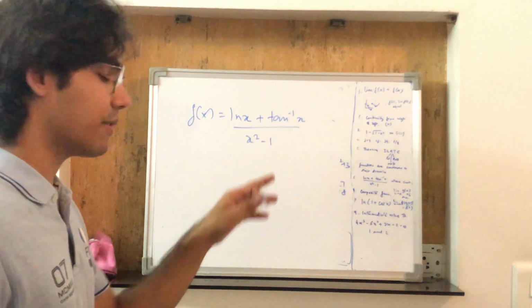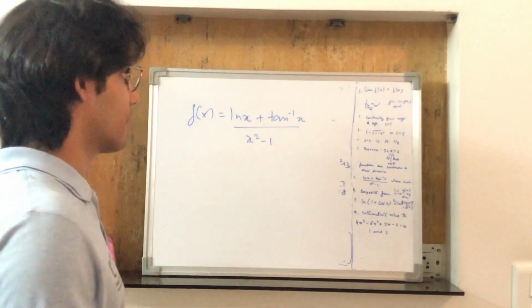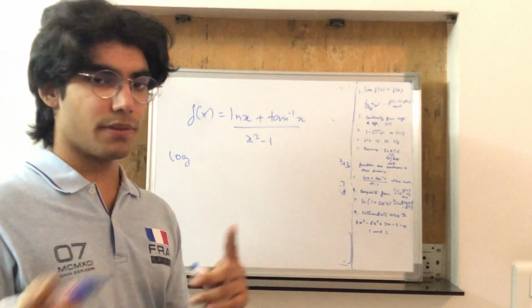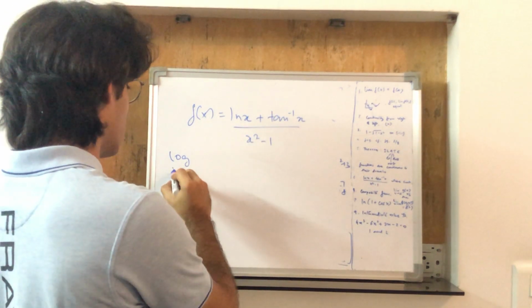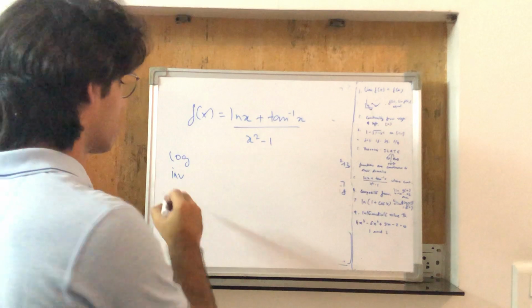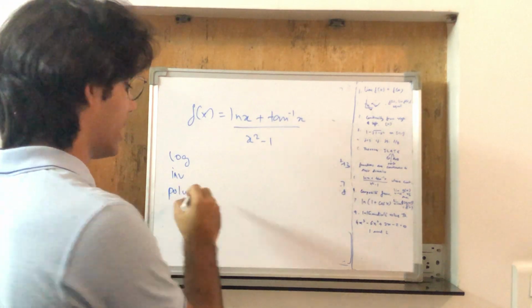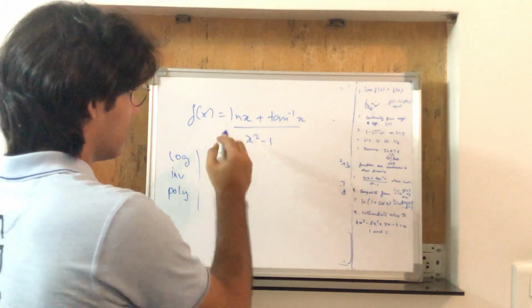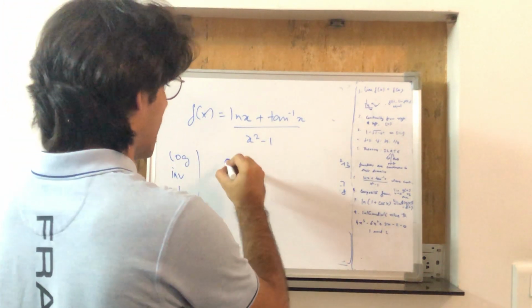So this function f of x is a combination of 3 different functions. The first one is log, if you remember the different functions that we covered. Tan inverse is an inverse function, and x squared minus 1 is a polynomial, which falls under algebraic. Alright, so ln of x is defined for x greater than 0.